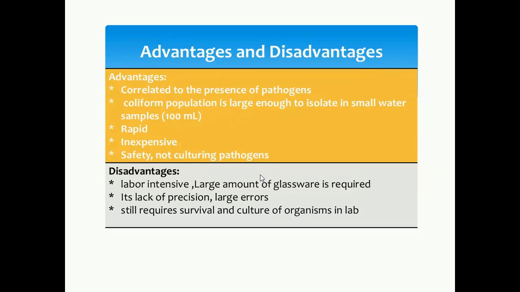Advantages and disadvantages. Advantages: correlated to the presence of pathogens. Coliform population is large enough to isolate in small water samples, for example 100 ml. This is a rapid test. This is an inexpensive test. It is safe, not culturing pathogens.